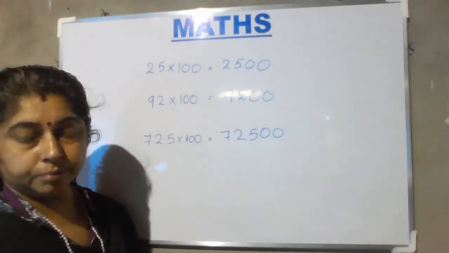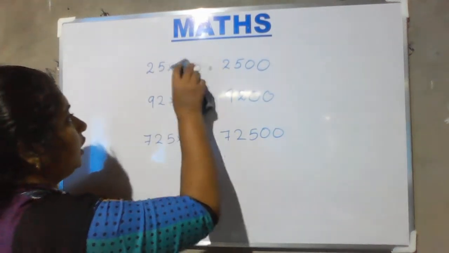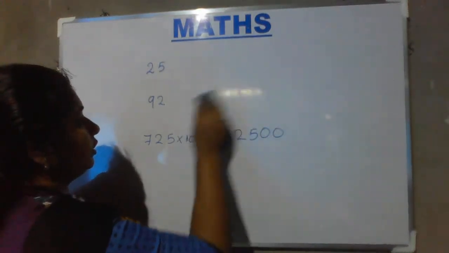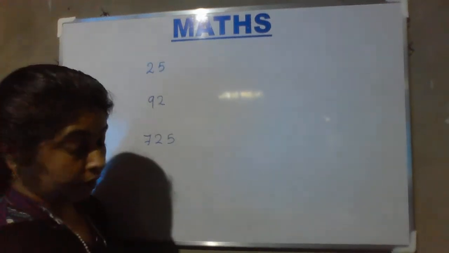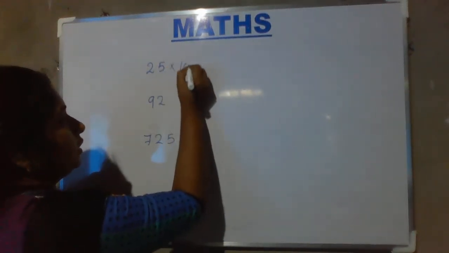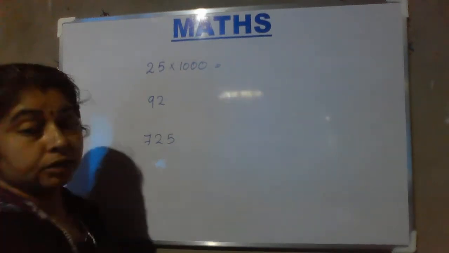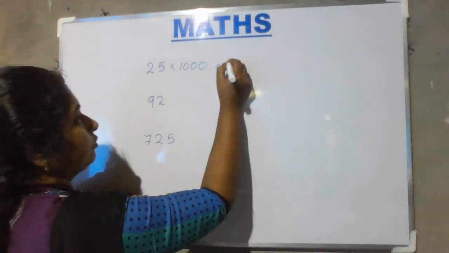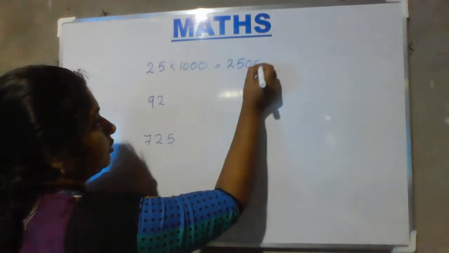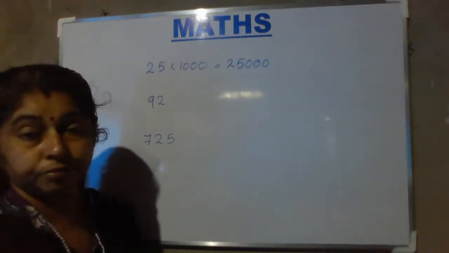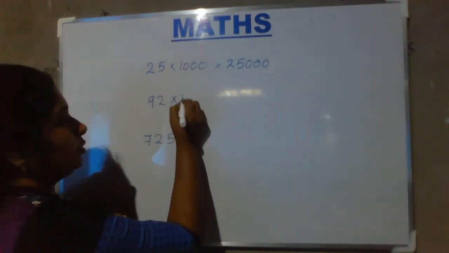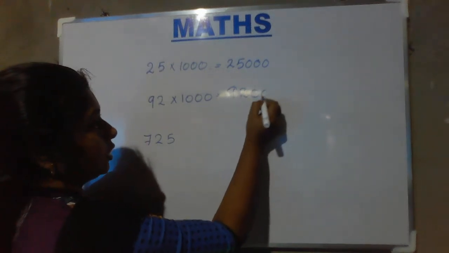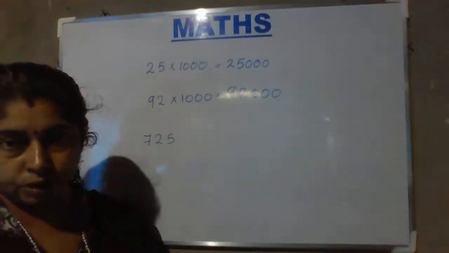Then multiplying by 1000. How will you multiply any number by 1000? Here 25 into 1000. Multiplying any number by 1000, we put 3 zeros to the right of that number. That is 25 and 3 zeros. 25,000.